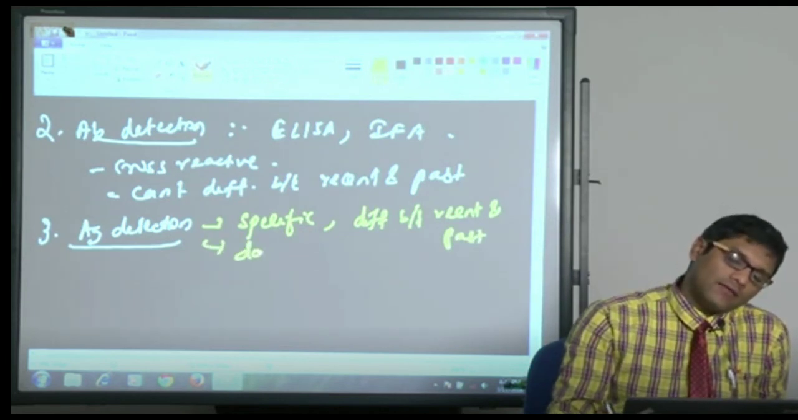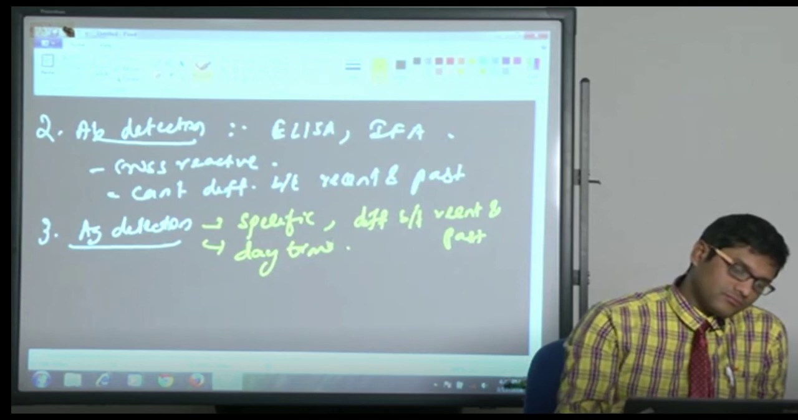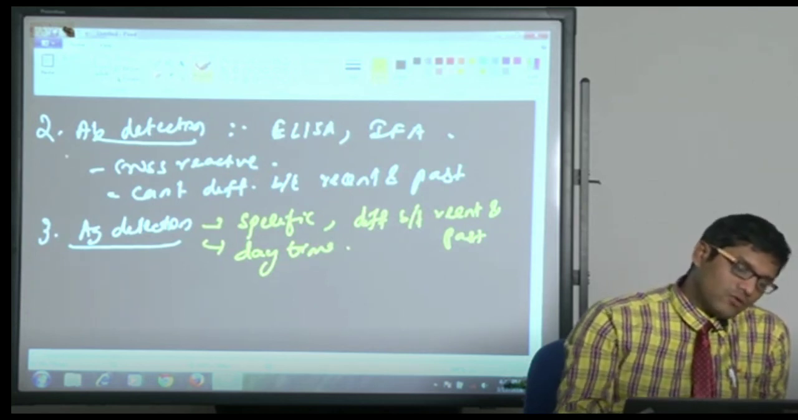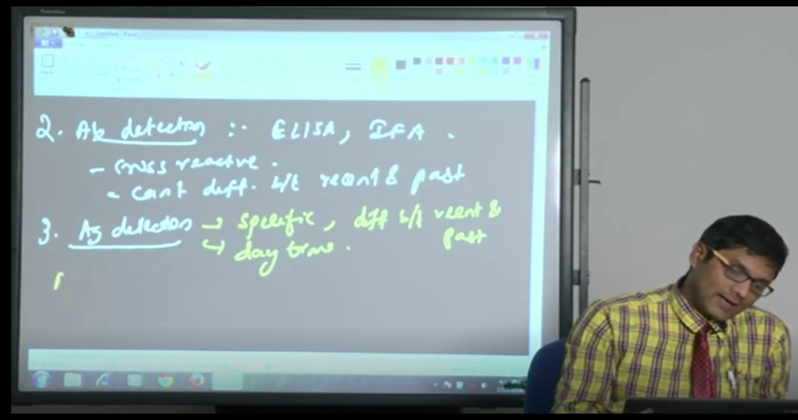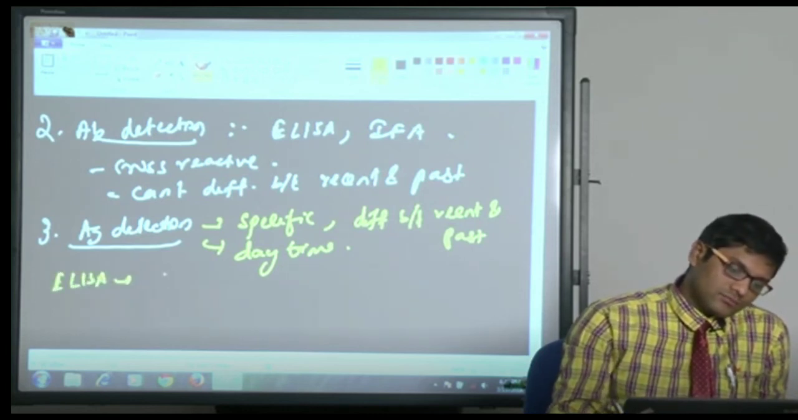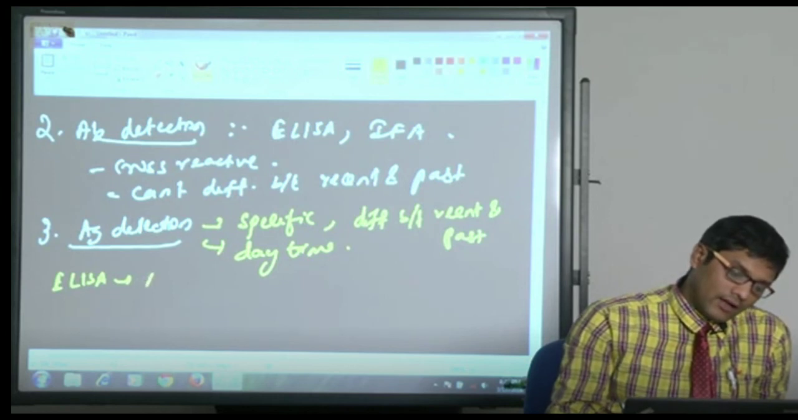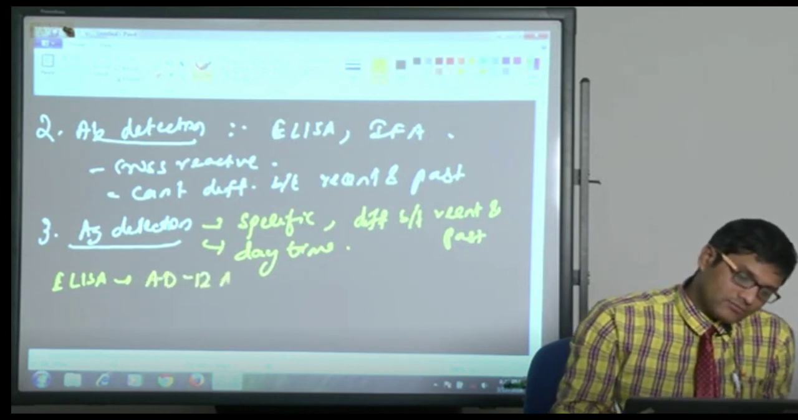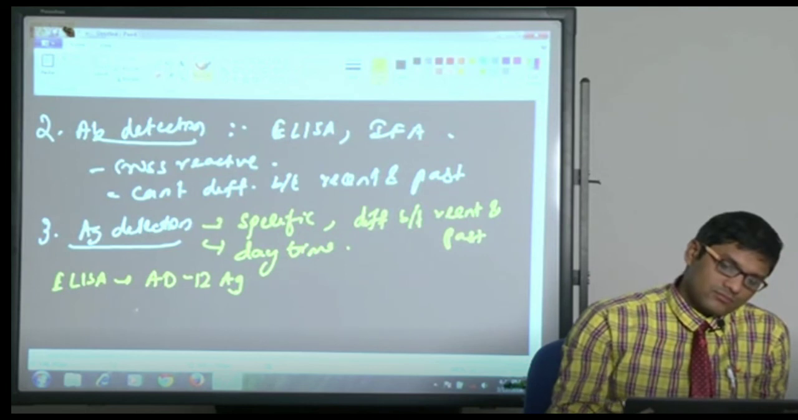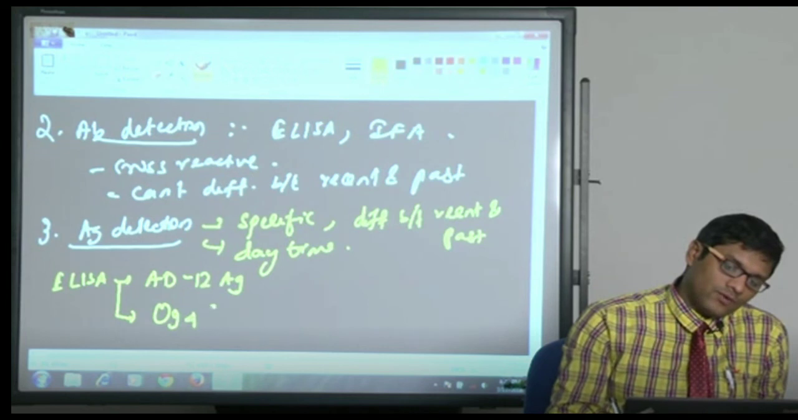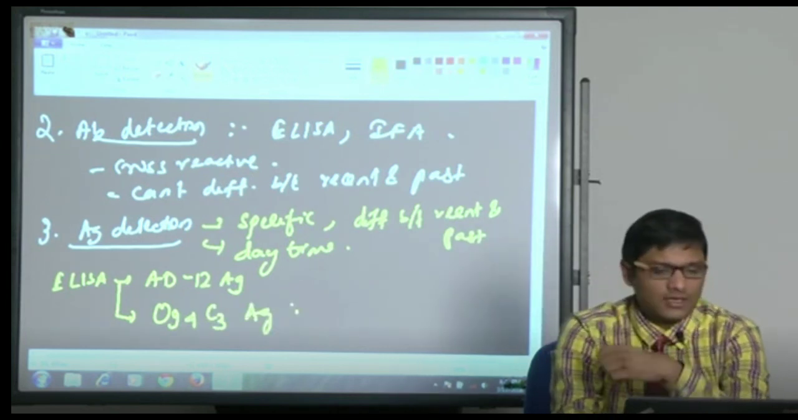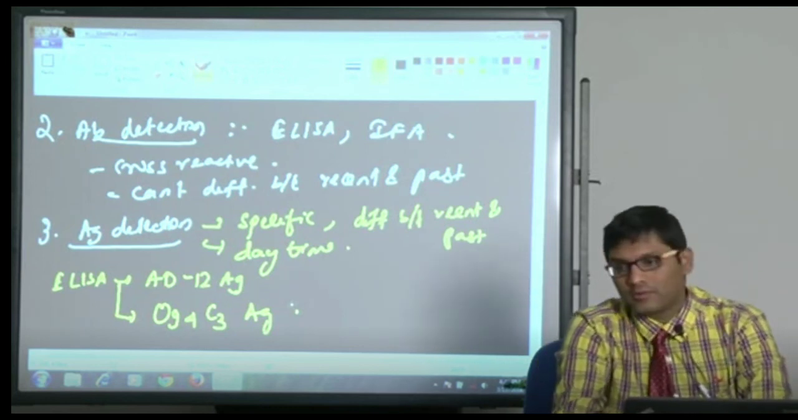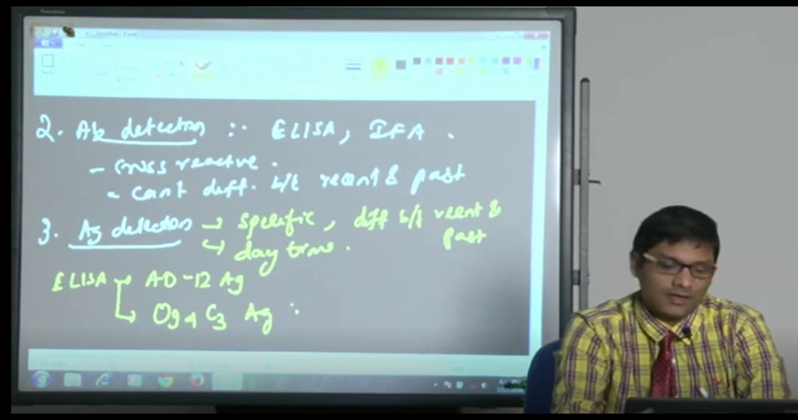Antigens can be detected even during daytime. Two antigen detection methods are available. One is ELISA detecting Og4C3 antigen, and one more ELISA method is available which detects AD12 antigen. So these are the two antigen detection methods available.